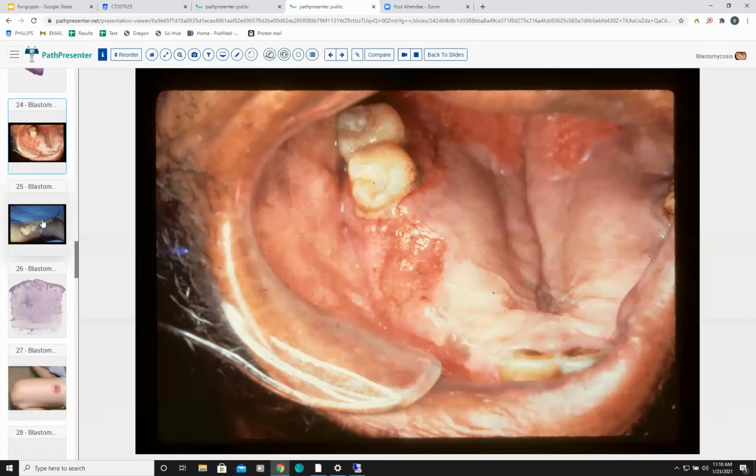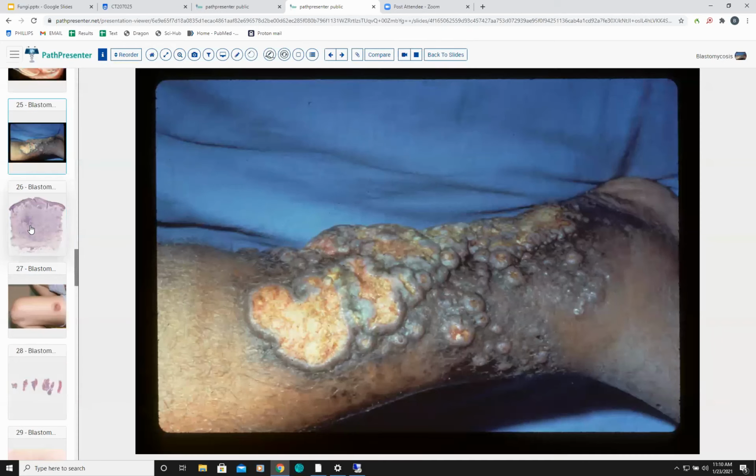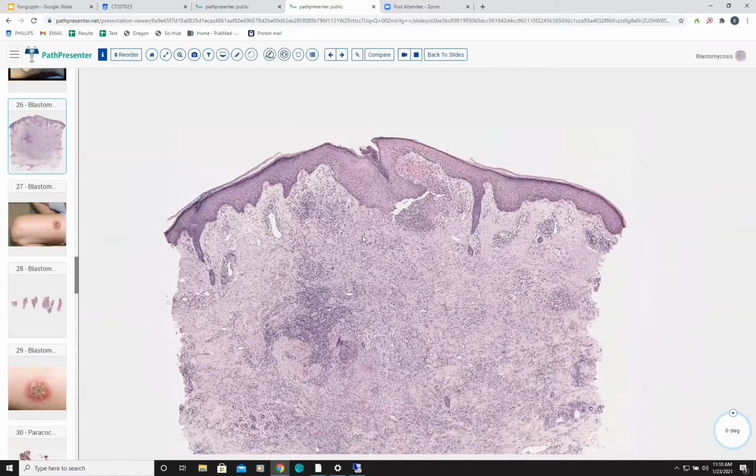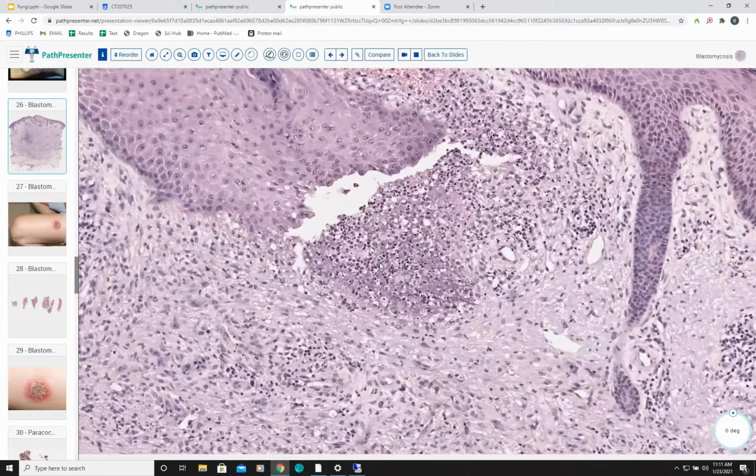Okay, the next is blastomycosis. This was on the path presenter as an oral infection with blastomycosis, which I've never seen. This is a more characteristic clinical picture where you see these vegetative plaques, ulceration on the lower limbs. And this we see not uncommonly. It's in the southern part of the US, and it's inhaled usually with the spread from lung infection. Here you see the pathology of this: hyperorthokeratosis, some pseudoepitheliomatous hyperplasia, dermal neutrophil-rich abscess formation.